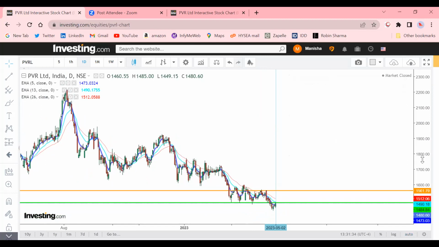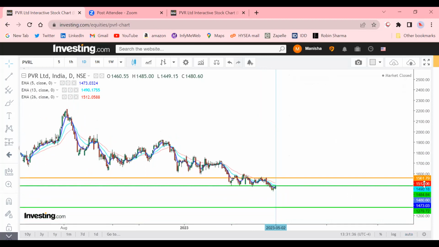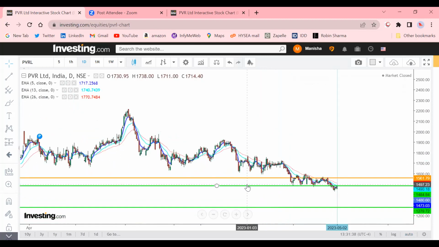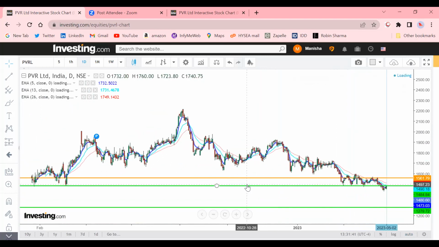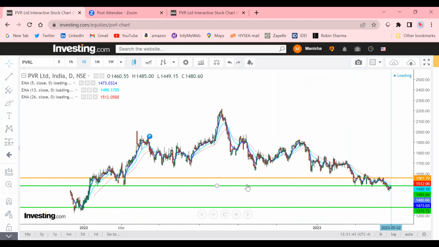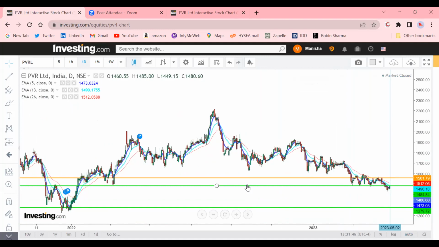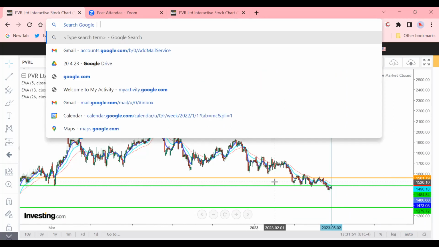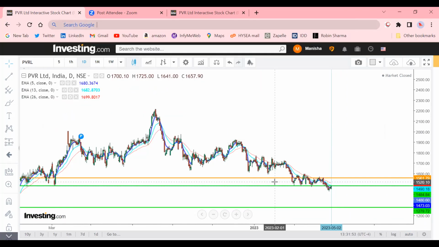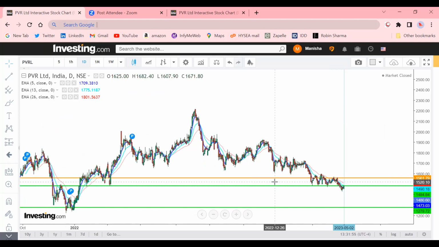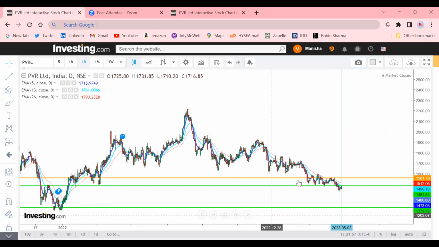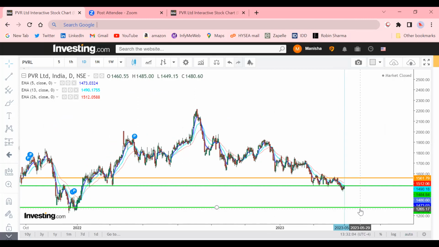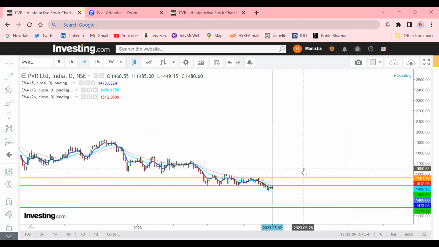What you can do, you can use your Control K and mouse scroll. It will go up and down. Just press the Control button and mouse scroll bar up and down. Right, so now it is zoomed. It is zoomed out. You can see that. Zoom out, zoom in, I'm able to do.